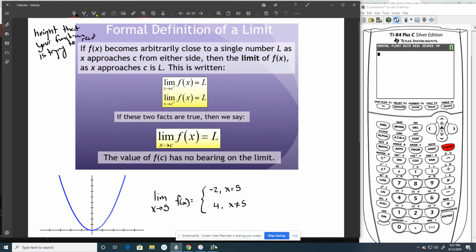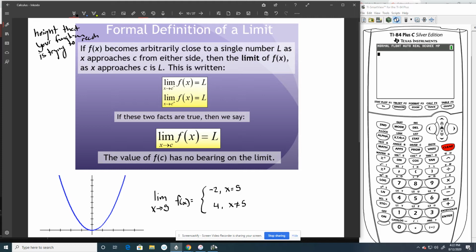Or in other words, it's the y value that your function is trying to get to. So if I look at this quadratic function down here, if I'm looking at just the general limit of the function, as my function goes to the right, it's getting higher and higher and higher. It's trying to go up to infinity. As my function goes to the left, it's trying to go to infinity.